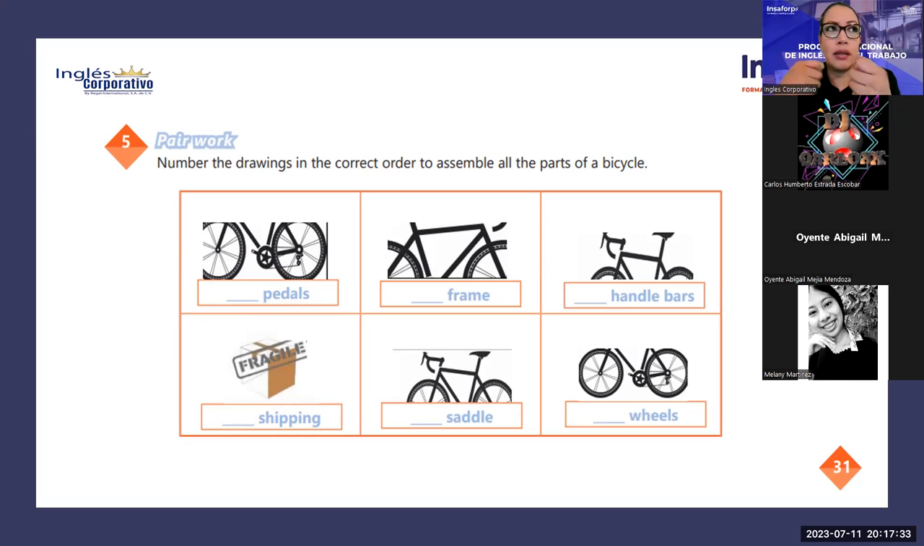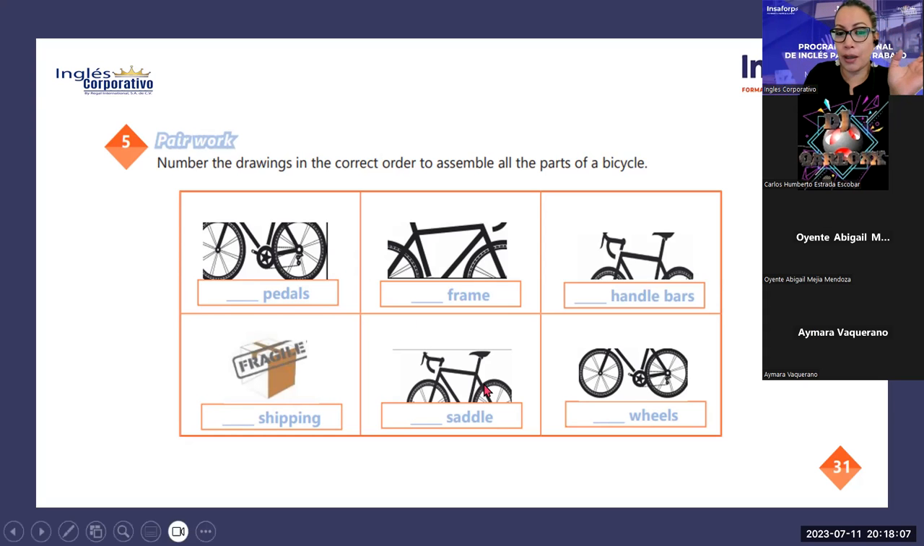El handlebars, eso sería el timón. Shipping sería quizás el último paso, ¿verdad? Ya enviarlo. El saddle, que es la montura, wheels, las ruedas. Pueden auxiliarse de Google. Yo no tengo ninguna idea de cómo ensamblar una bicicleta. O pueden como tratar de adivinarlo y hacer como el ejercicio personal. Yo creo que primero, para mí, tendría que tener en mis manos el frame, el marco. Yo ahí pondría el número uno, porque ahí vamos metiendo las piezas, ¿verdad? En el marco, casi todo creo que se ensambla en el marco. So, para mí sería un número uno, frame.